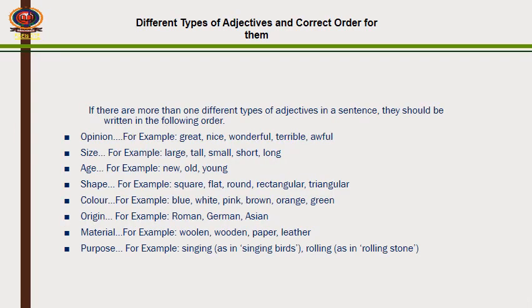If there is more than one type of adjective in a sentence, then they should be written in the following order. Number one would be the adjective of opinion. Examples are great, nice, wonderful, terrible, awful. Then would come adjective of size. For example, large, tall, small, short, long.